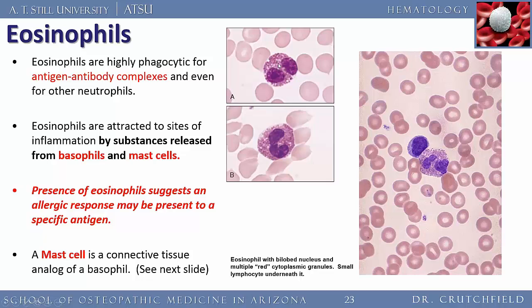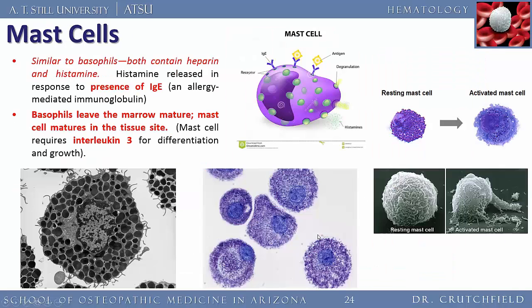Bilobed nucleus, lots of granules. I don't think they look orange. They look purple to me, but they say they're orange or red, bilobed here. And here on this one, we see an eosinophil. So bilobed, multiple granules, lots of red cells out here, a few platelets. There's a platelet with a lymphocyte underneath it. So that's what we're looking at in these pictures.